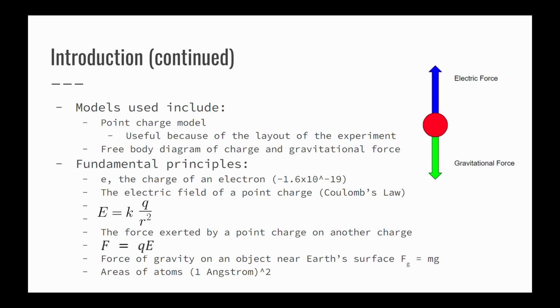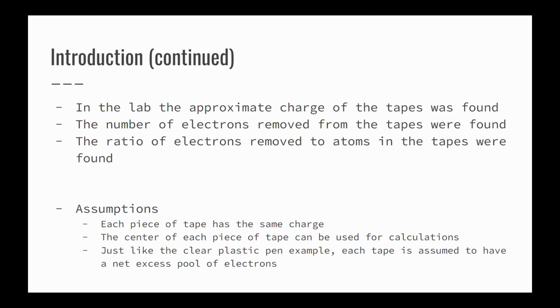And we can do that through these fundamental principles of physics, where we take a look at the charge of an electron, Coulomb's law, that equation right there, and then also how that translates into a force equation by multiplying the field by another charge. And then we're also looking at the force of gravity near the Earth's surface and the area of an atom, which is 1 angstrom squared.